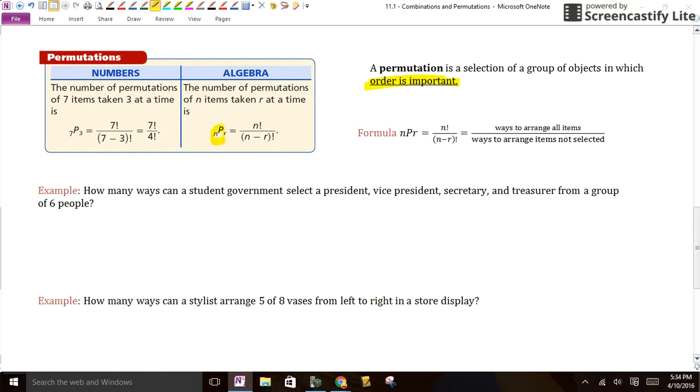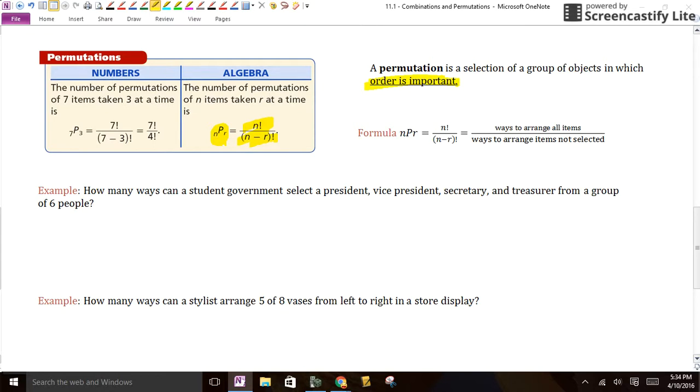It's got a funny way of writing. nPr looks like that. Look at the equation: n factorial over n minus r factorial. Cray cray, right? Or as the way I explain it, ways to arrange everything over the ways to arrange things not selected, because we're going to divide them out because they're not in the picture. So that is called a permutation.